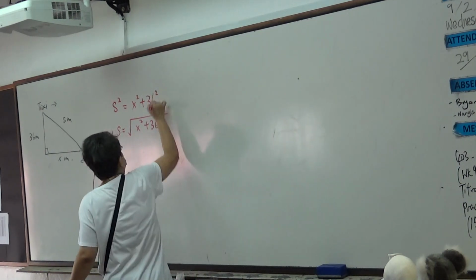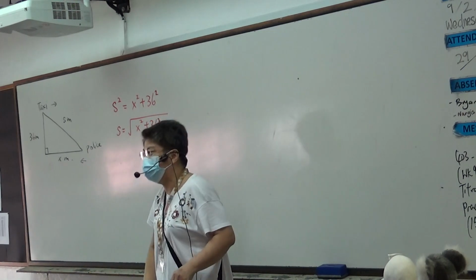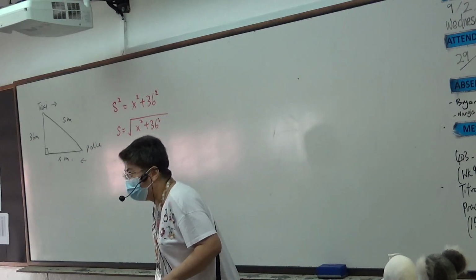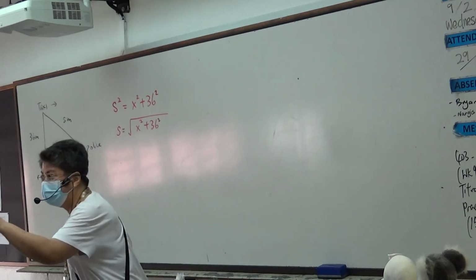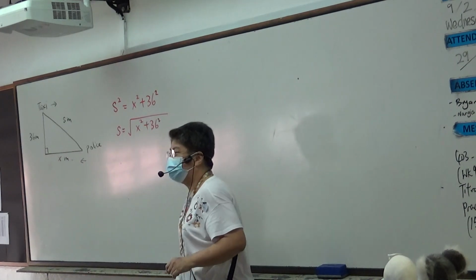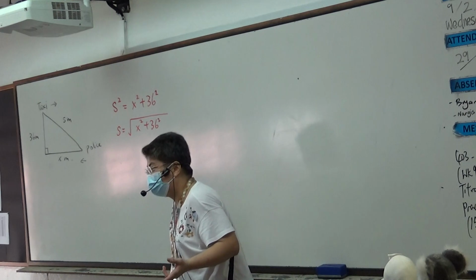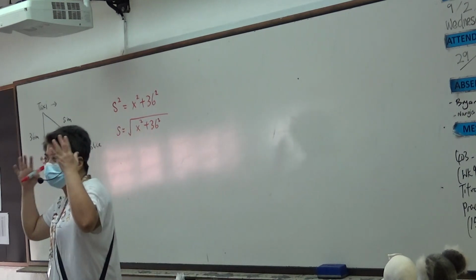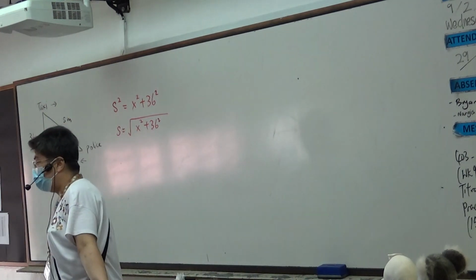Very good, to buy our mistake. Can? Now how come I did not take the negative root again? S is a distance. It cannot be negative. So you don't, in the exam, confuse yourself and go and put plus minus, then you don't know how to differentiate. Everybody clear what I'm saying?